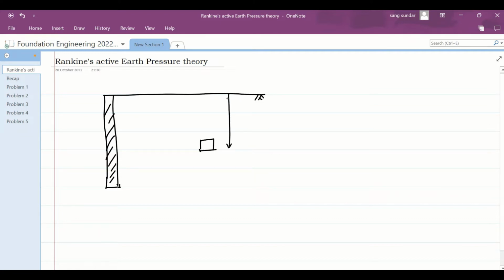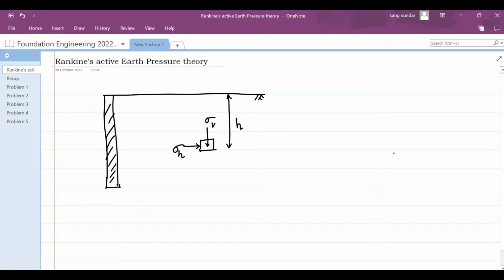at a depth, maybe h, and in the soil element, vertically you will be having the vertical stress acting on the soil element in the vertical direction, and in the horizontal direction the soil mass is confined by the horizontal stress sigma h. So sigma v is the vertical stress and sigma h is the horizontal stress, right?